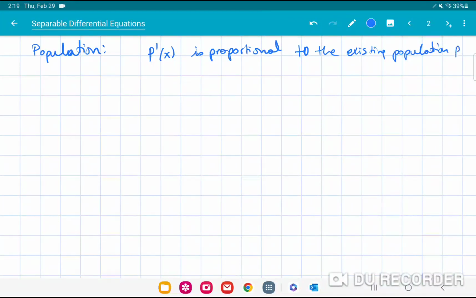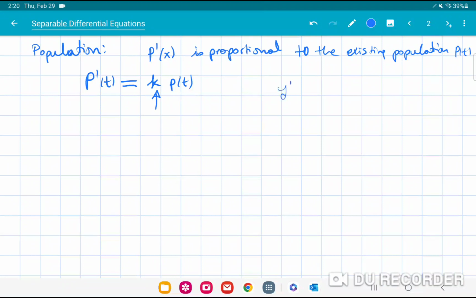The existing population, meaning P of t. In other words, P prime of t is some constant multiple of P of t, where this constant depends on what kind of population we're looking for. For example, if you're looking for a rabbit's population versus an elephant's population, the proportionality constant is different. Or bacteria, or the temperature, many things, but that's a constant, k, the proportionality constant.